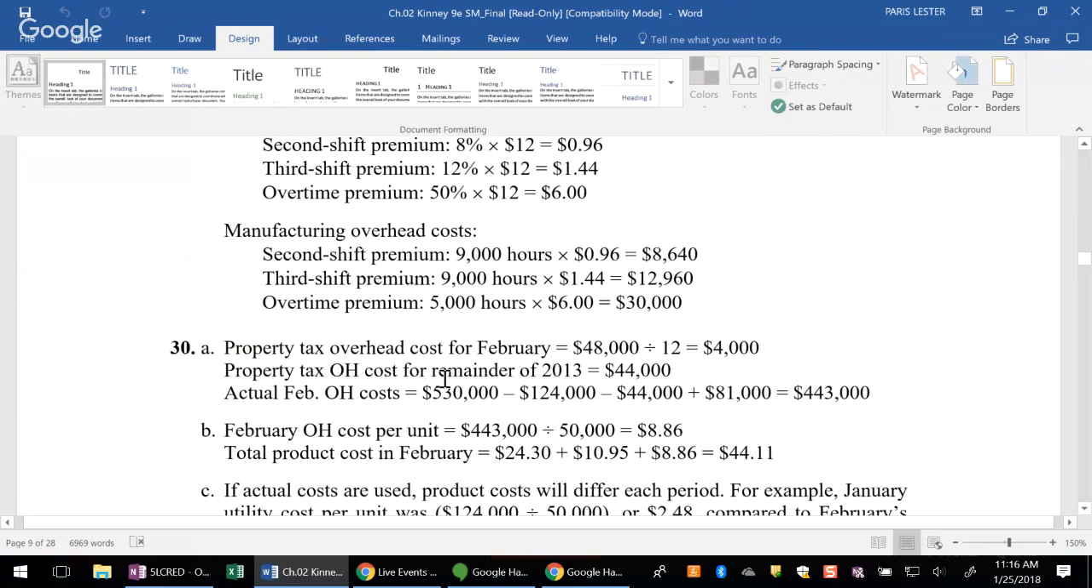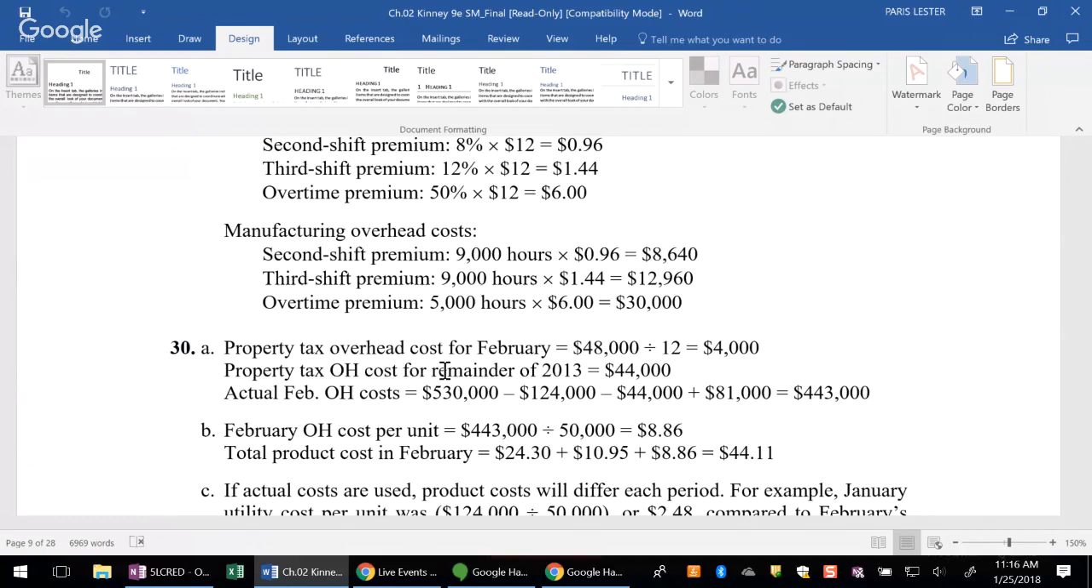We do have to get this property tax of 4. But now you've got to finish this out. You only did the property tax. The overhead cost for the remainder was 44, of course. Actual factory overhead cost was 530,000 minus 124, minus 48, minus 81 is equal to 443. Is that what you got, Georgia? No, I got 430. You got close.